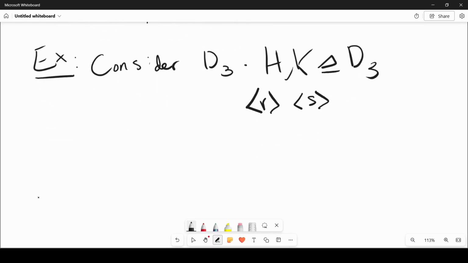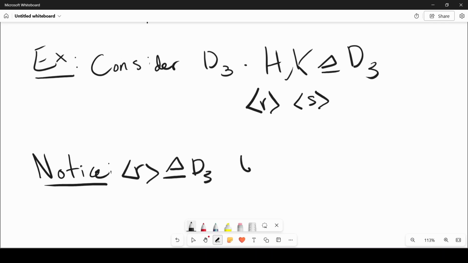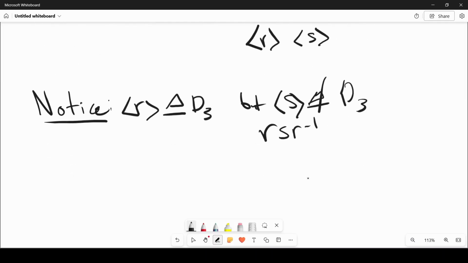So let me write this out. Notice that R is normal in D3, but S is not normal in D3. I'm going to put the brackets there. And if you want to see why that's true, consider R as R inverse. And you'll see that it just doesn't work.